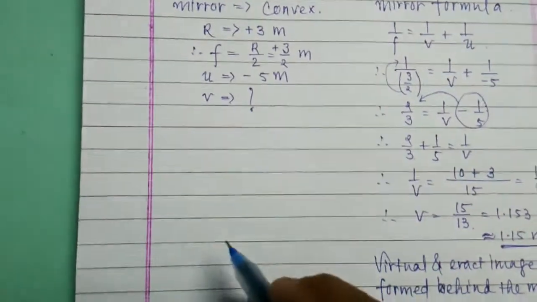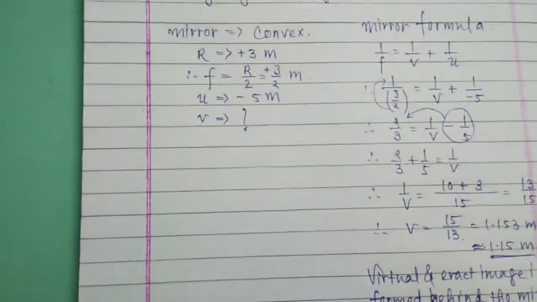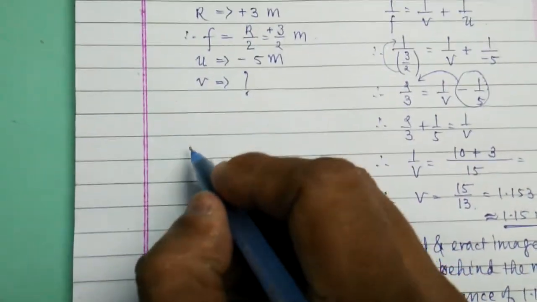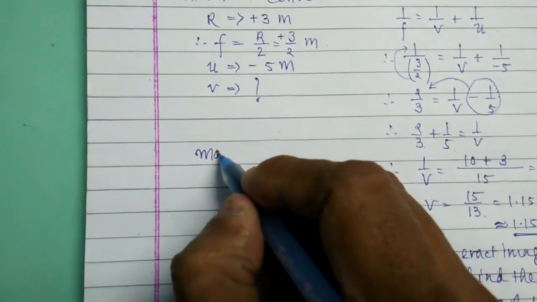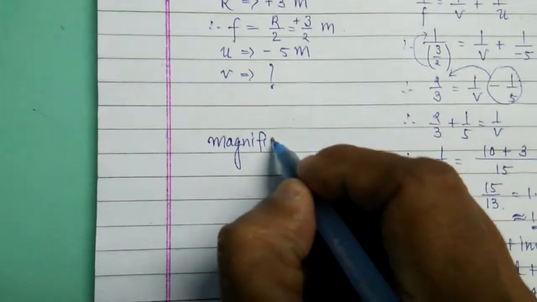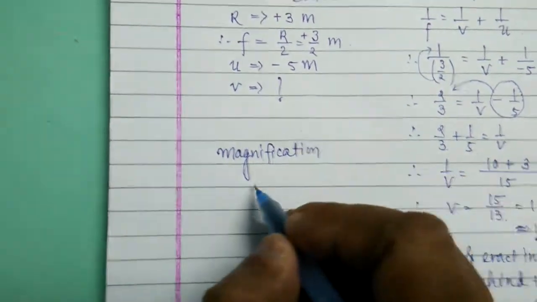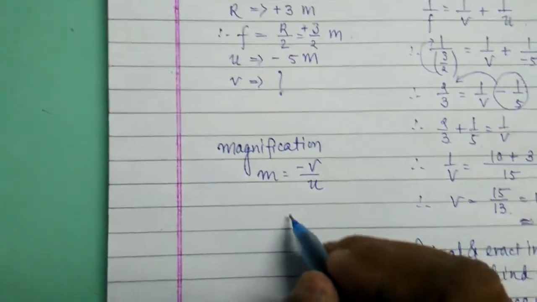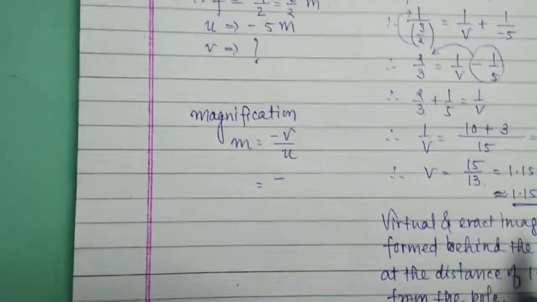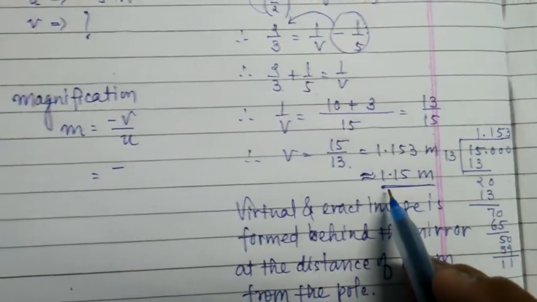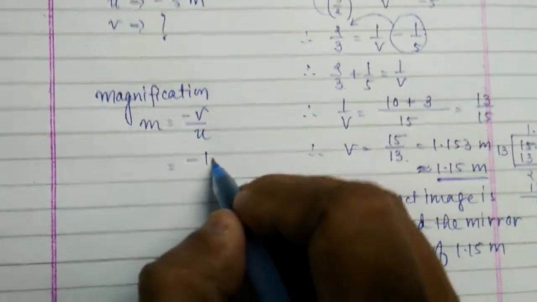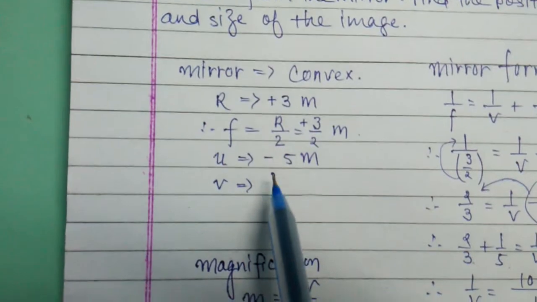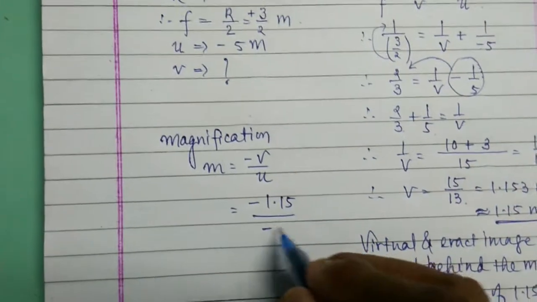Now we have to find the size of the image. So for size of the image, we have to find magnification. m is equal to minus v upon u. Minus v, 1 upon 1.15. u is equal to minus 5 meter.